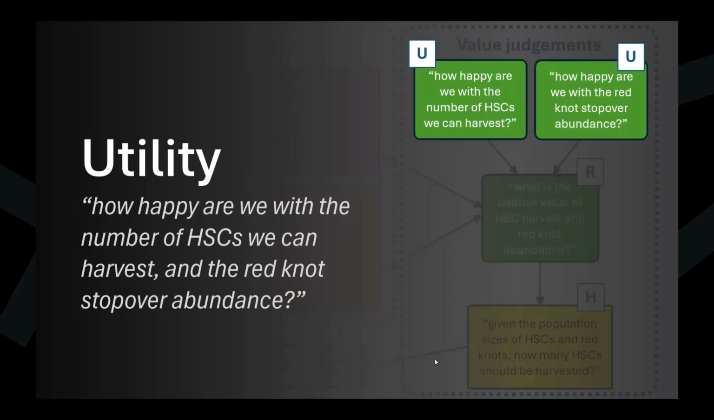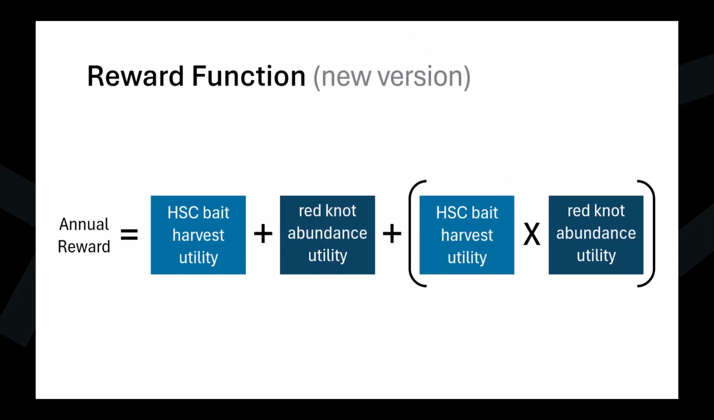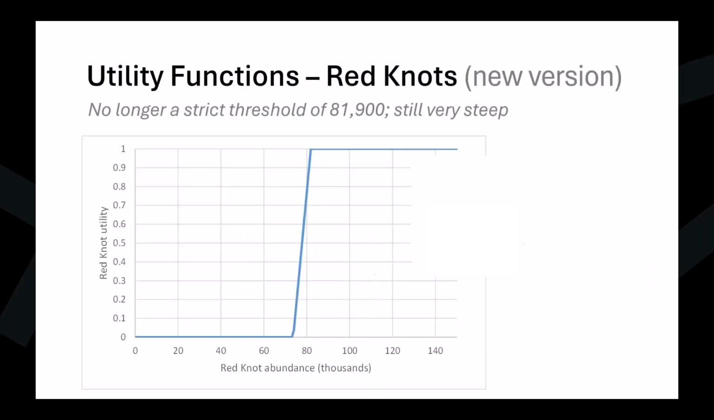So now we can break that reward function apart into its component utilities for horseshoe crab and red knot. And here again, we're asking how happy we are with a given value of bait harvest or red knot stopover abundance. And so we're going to start with the red knot abundance utility. As the name implies, the component of the system that we're looking at is abundance of red knots in thousands on the x-axis here. And then on the y-axis, the red knot utility.